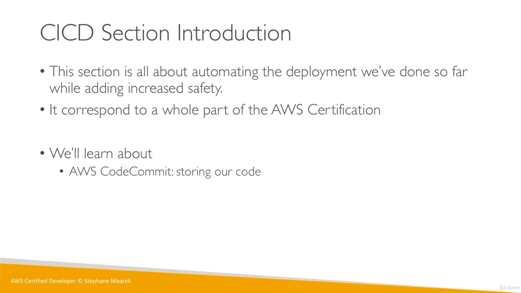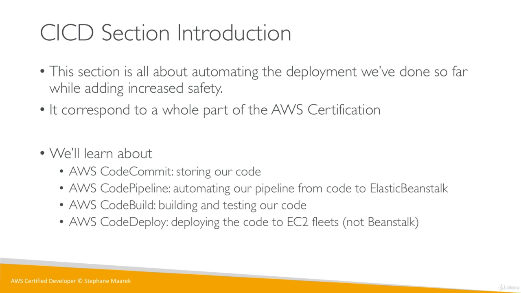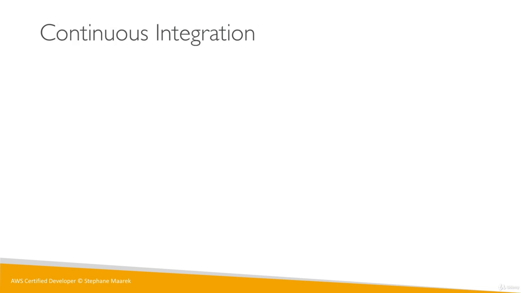We're going to learn about CodeCommit to store code, CodePipeline to automate the pipeline deployment from code all the way to Elastic Beanstalk. We'll use AWS CodeBuild to build and test our code. And we'll use AWS CodeDeploy to deploy the code to EC2 fleets, not Beanstalk. And so this is a slight distinction I'll make during the course later on between CodePipeline and CodeDeploy. So continuous integration, what is it?